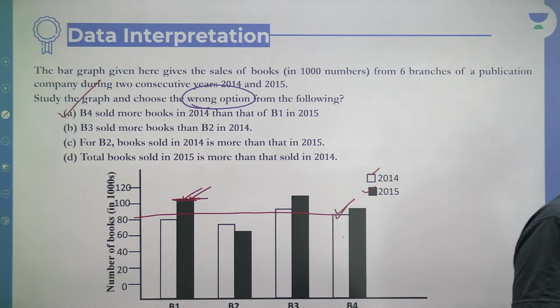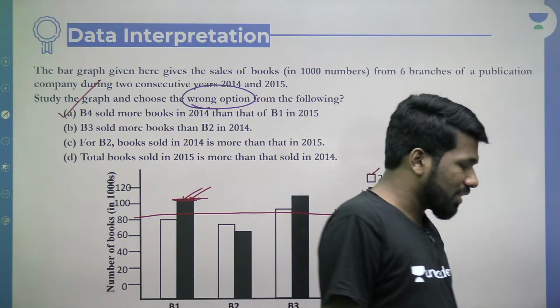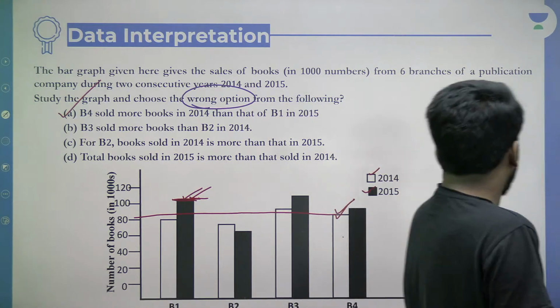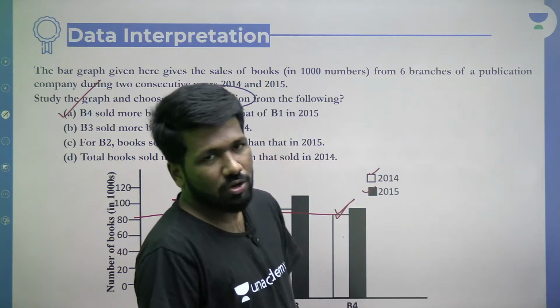Did you all understand how option A is the answer? Some of you I think have misunderstood the question. You have found a right option. राइट ऑप्शन नहीं चाहिए, रॉन्ग ऑप्शन चाहिए.